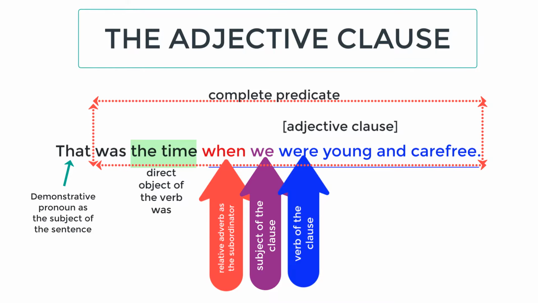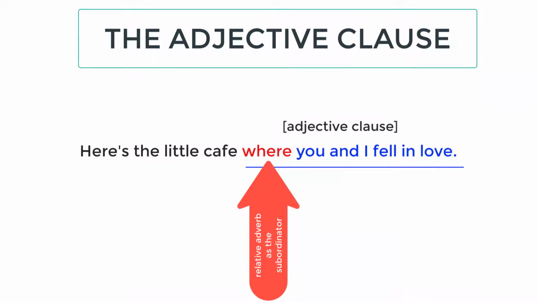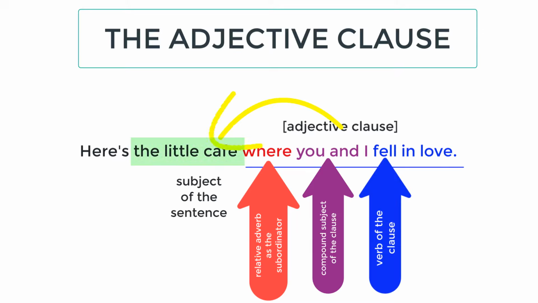Let's go on to another example. Here's the little cafe where you and I fell in love. Can you identify the adjective clause? That's right, where you and I fell in love. In this example, the subordinator is the relative adverb where, an adverb of place, triggering the adjective clause where you and I fell in love. You and I is the subject of the clause. Where you and I fell in love is describing the noun cafe.